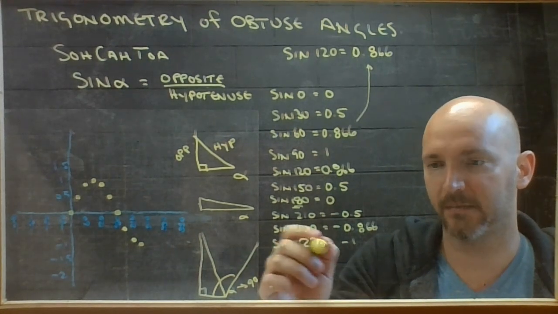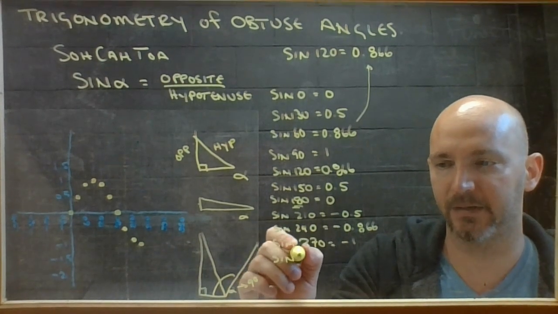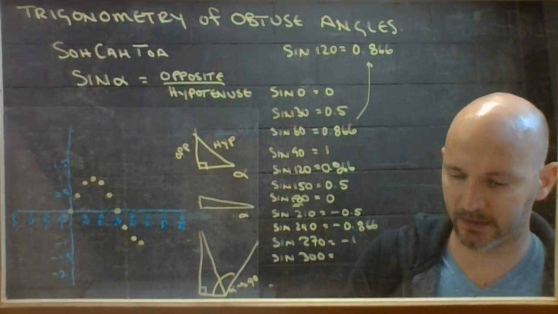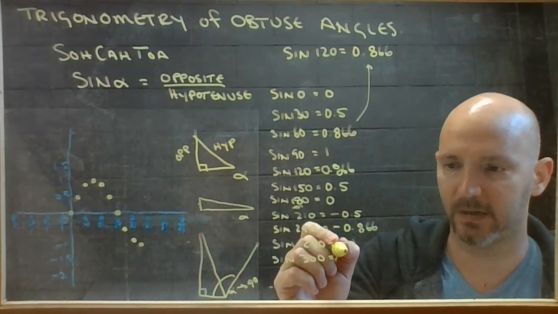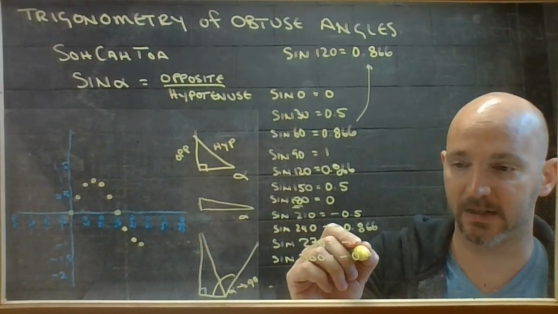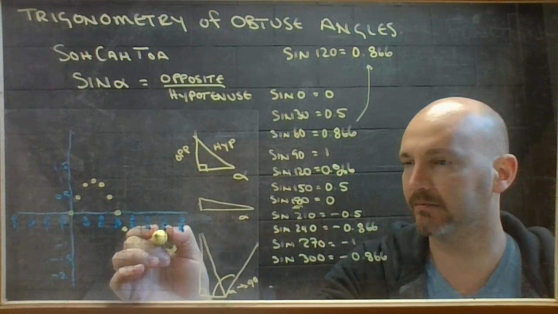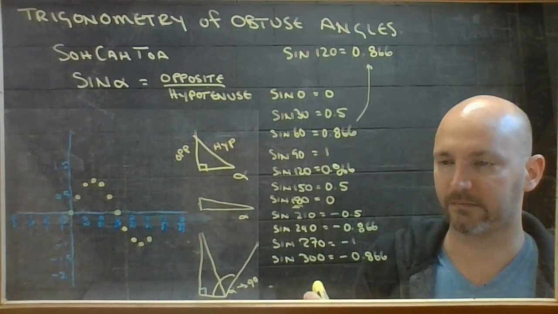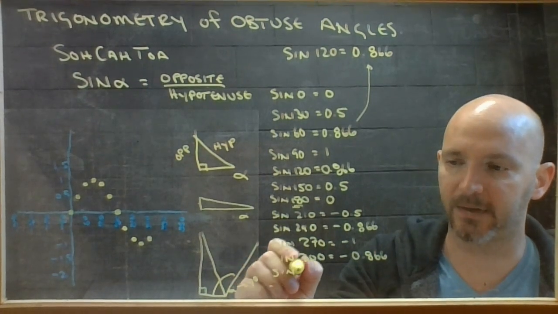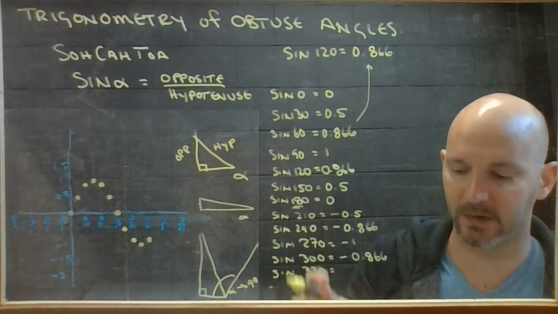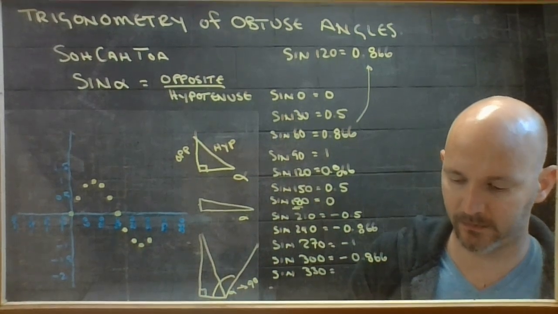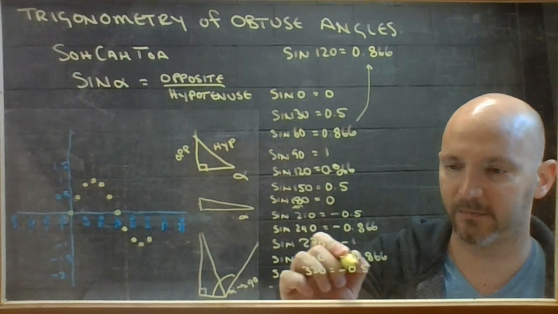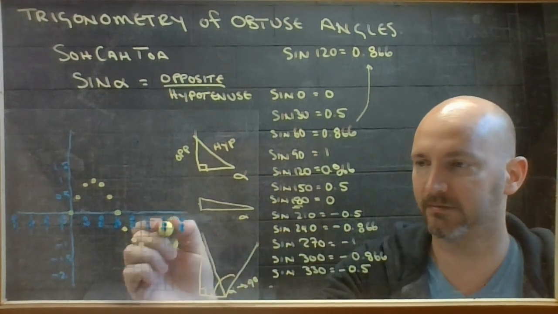I keep going, 30 more would be sine of 300. Sine 300 equals negative 0.866 again. Sine of 330 is negative 0.5. Perhaps you anticipated that.